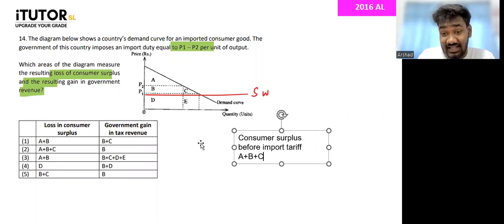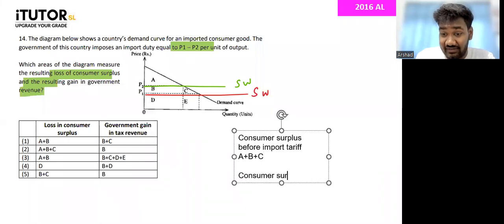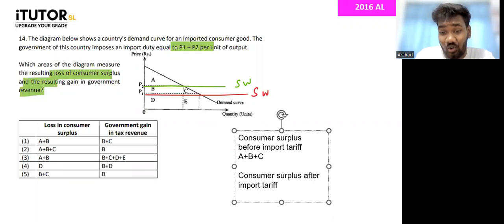So now the government has come and they have put a tariff of P1 to P2. That means now the price goes up to P2. Now this is the world market supply curve. We learned this theory revision people, unit number 9, recently last week. So now can you tell me what is the consumer surplus after the import tariff? After the import tariff it is only A.